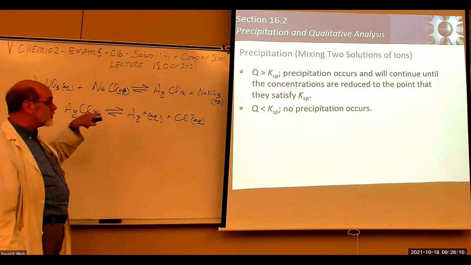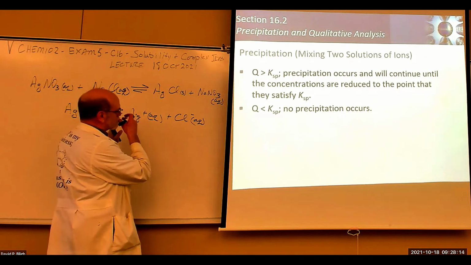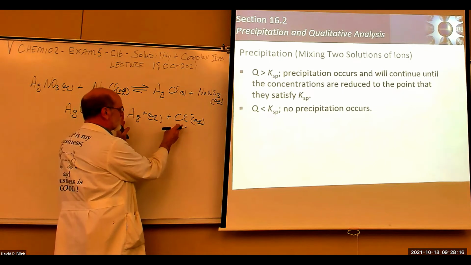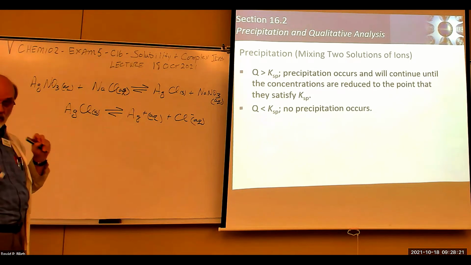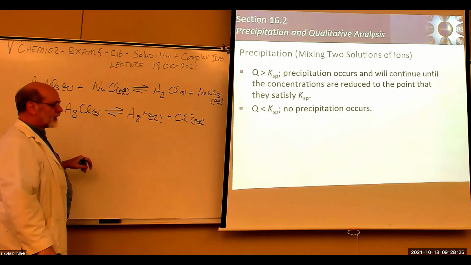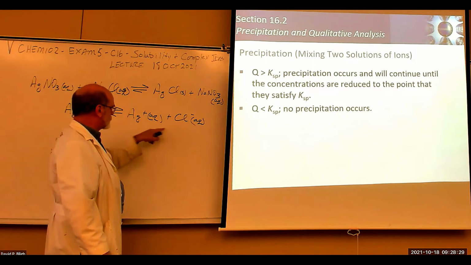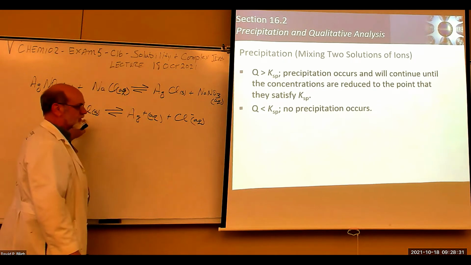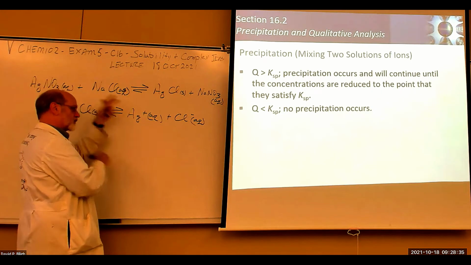So the Q, if the Q is greater than KSP, that means we got too much of this and it's going to drive the reaction back to that. Okay, so we will get precipitation. But if the Q is less than KSP, that means we don't have enough of this. And this is going to go into solution. And no precipitation. Think of it in reverse terms.